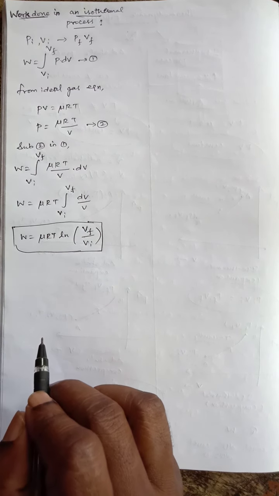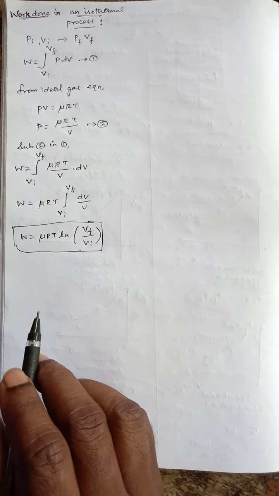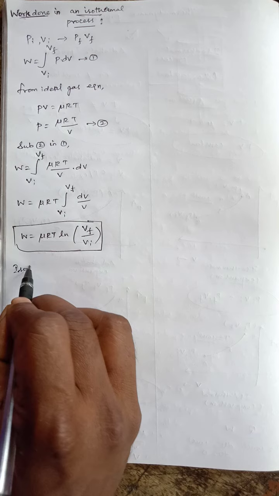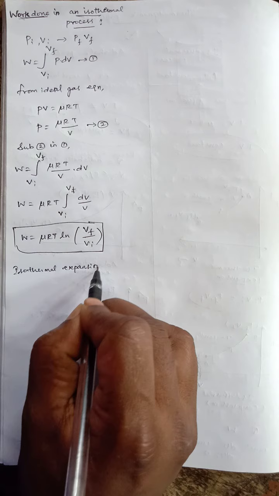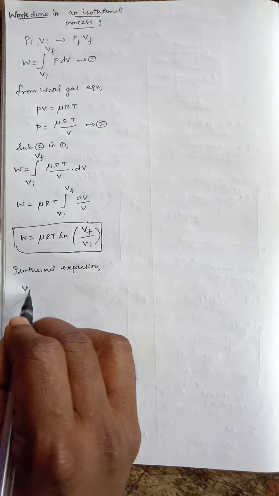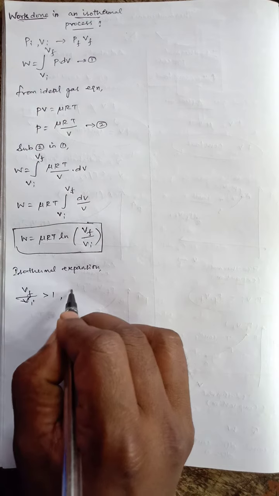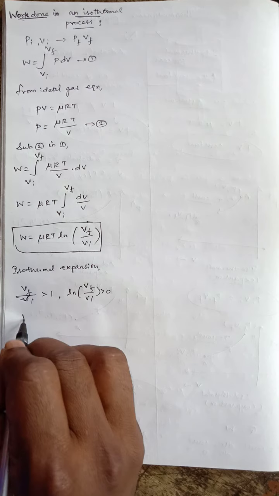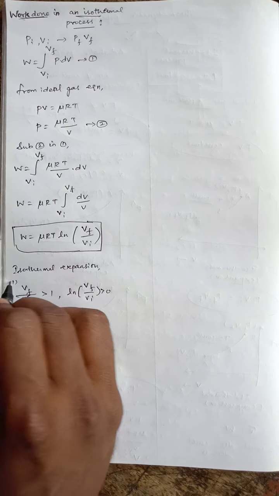Based upon the values of Vf and Vi, you can say whether the work done is positive or negative. During an isothermal expansion, the final volume will be greater than the initial volume, so Vf by Vi is greater than 1, so the ln value of Vf by Vi is greater than 0, so the work done will be positive. This is case 1.